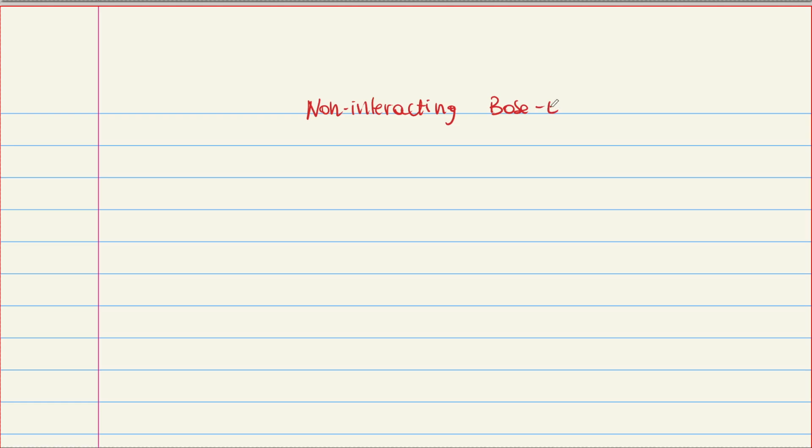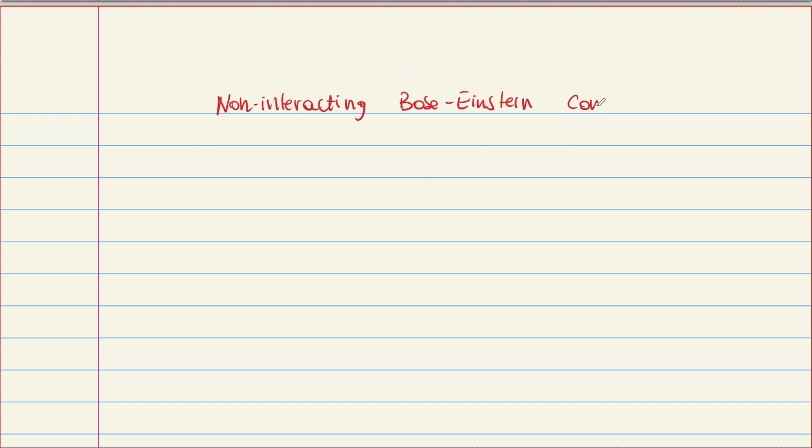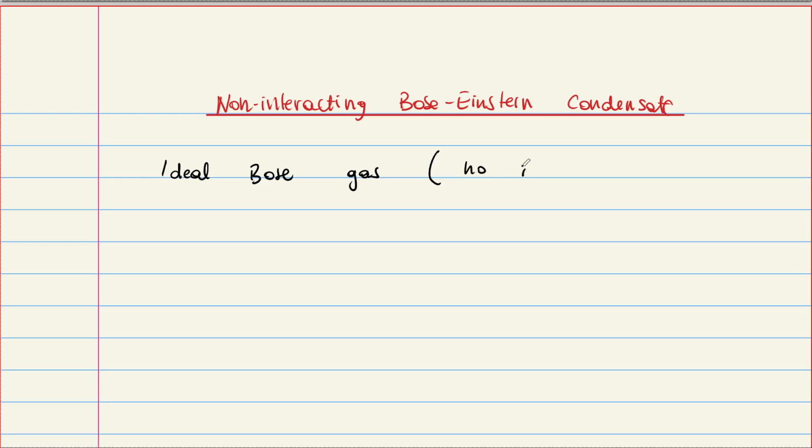I want to start talking about non-interacting Bose gas, Bose-Einstein condensate. So let's start with ideal Bose gas. Remind you, ideal means no interaction, because we are going to be spending a lot of time on interaction. So let's start with the simplest.